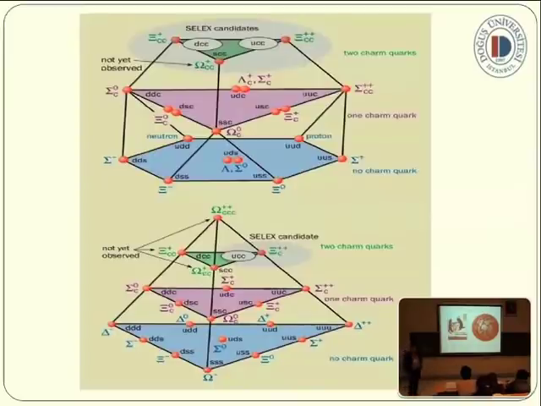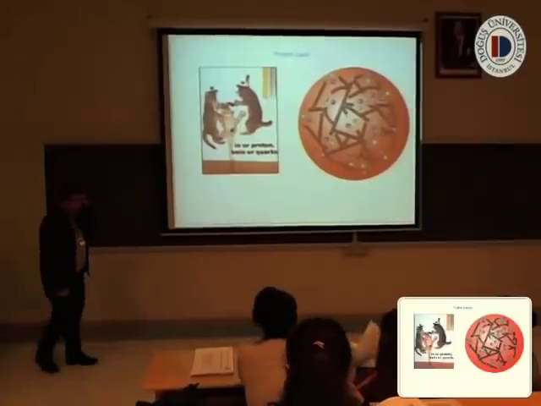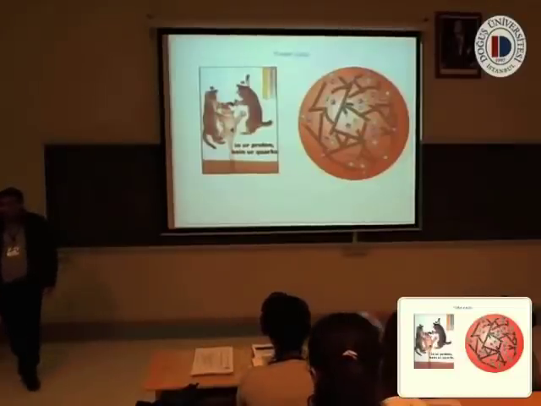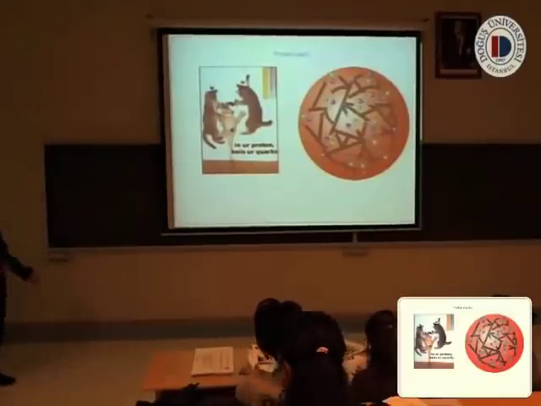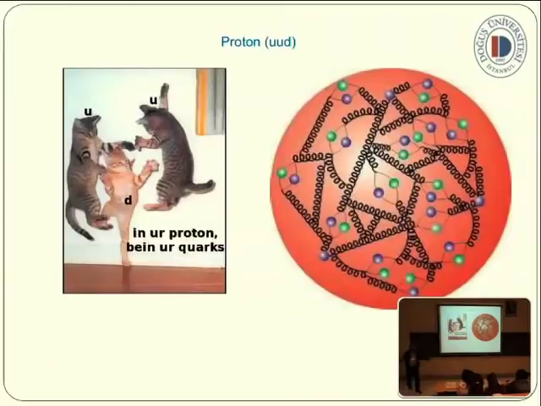And finally, let's look at our proton in two pictures. One is an easy picture. Here, inside the proton, as you know, we have two up quarks and one down quark. This is a simple picture of our proton, but this is the real picture, unfortunately. For the proton, we have three quarks here, and many gluons, and pair production, a complicated picture.